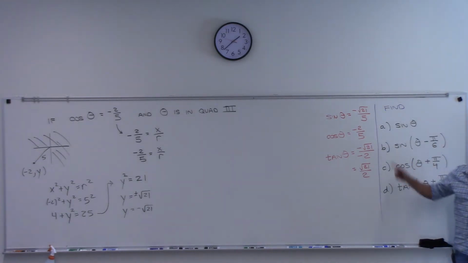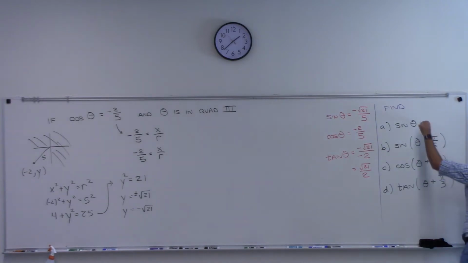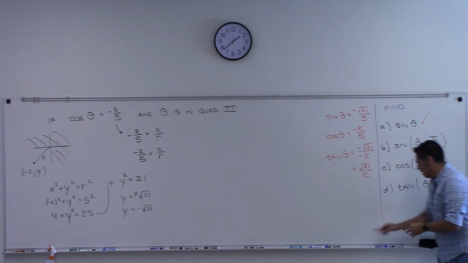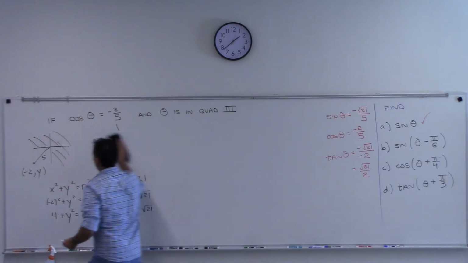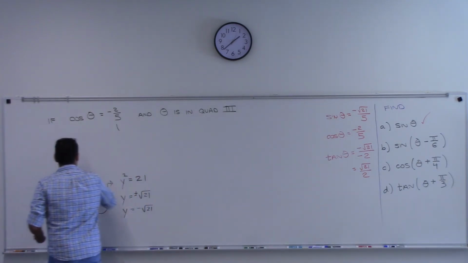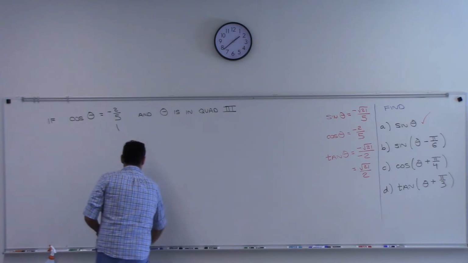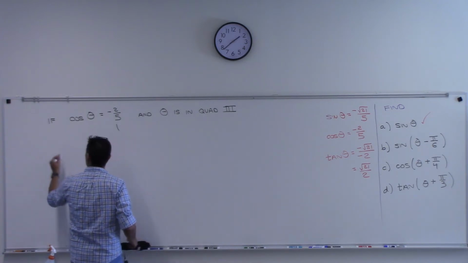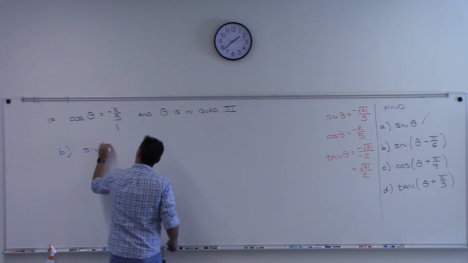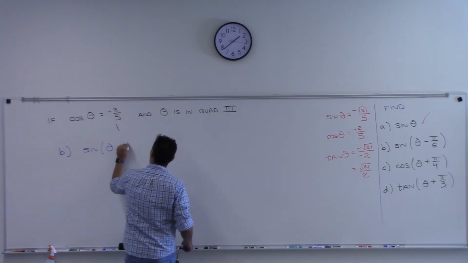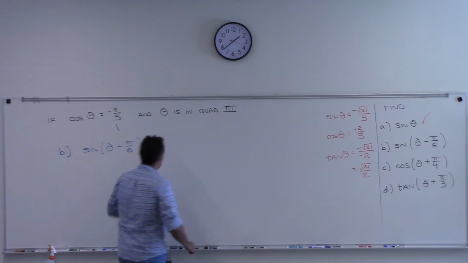Got it? Sine, cosine, tangent? All right, we've done this, right? This is done. Sine is negative root 21 over 5. Let's see this part B. So for part B, we have sine of theta minus pi over 6, right? That's what we're asked to find.